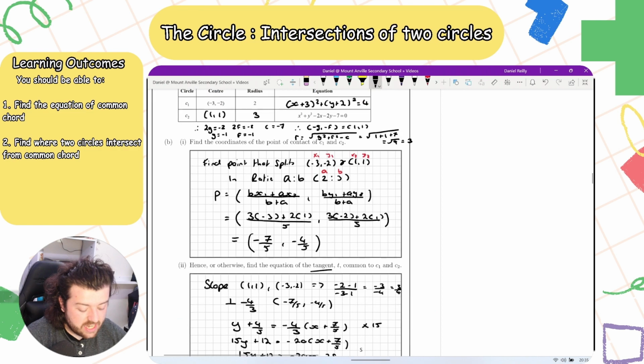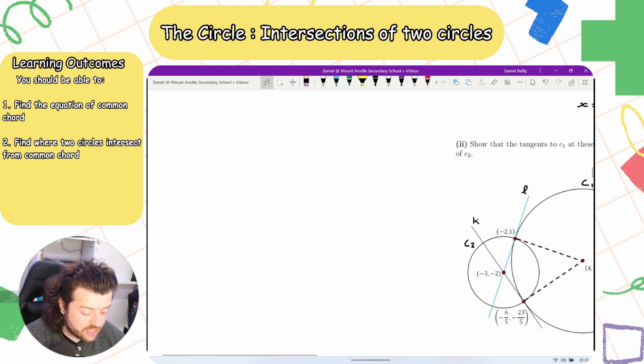And that is intersecting circles and different ways of doing exam questions on them.